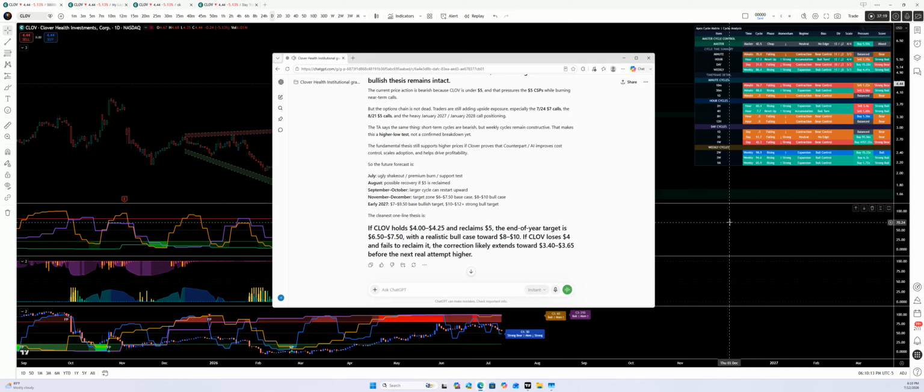Number 5, CVD whale activity read. From our prior work, we agreed that the whale indicator should be read by where the bars print, not just the color. Upper half bars equals whale buying, lower half bars equals whale selling. The current setup looks like momentum has cooled, but the larger trend has not fully failed. The bull case needs to see whale selling fade, CVD stop bleeding, buyers step in around $4.25, then reclaim $5 with rising volume.